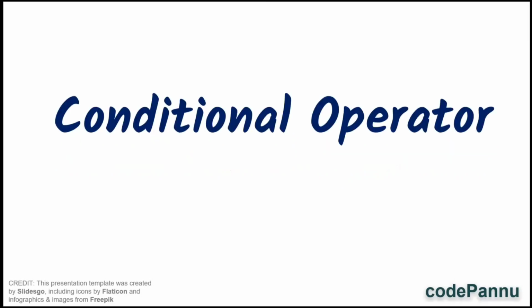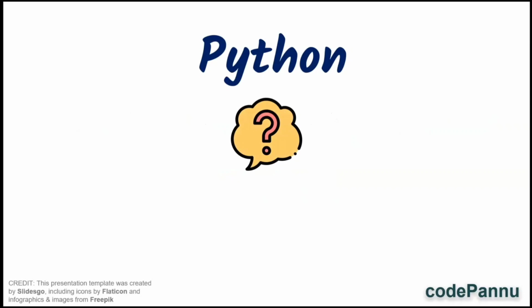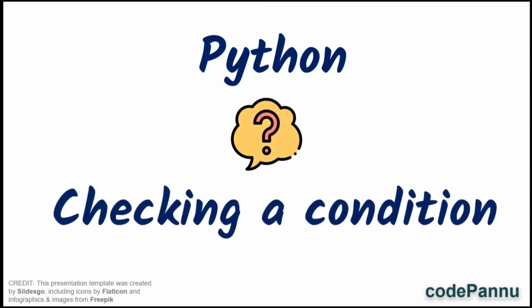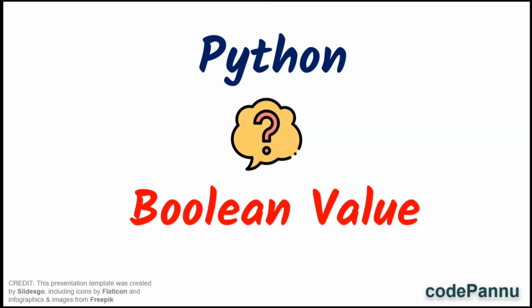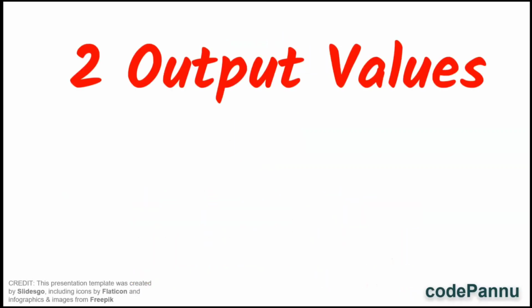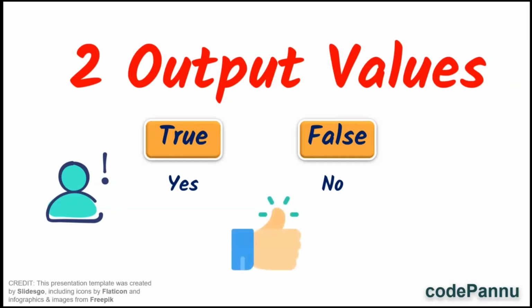Do you remember we have learned about conditional operators in level 1? Let me explain it once again. When we ask a question to Python, it is called checking a condition, and the output value we get is the Boolean value. You can get only two values as output, which is true or false. True means yes and false means no. Yes, now you remember it. Good. Now let us go to Python and see an example.